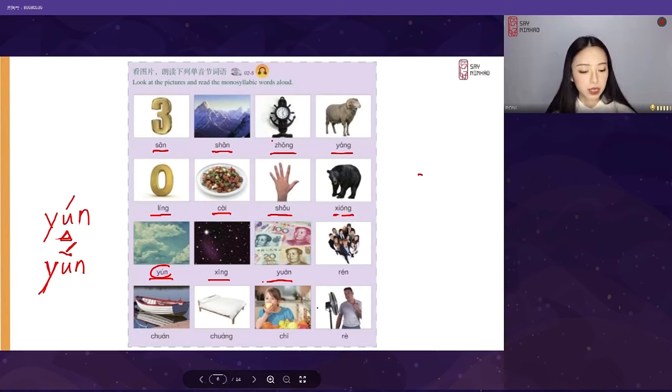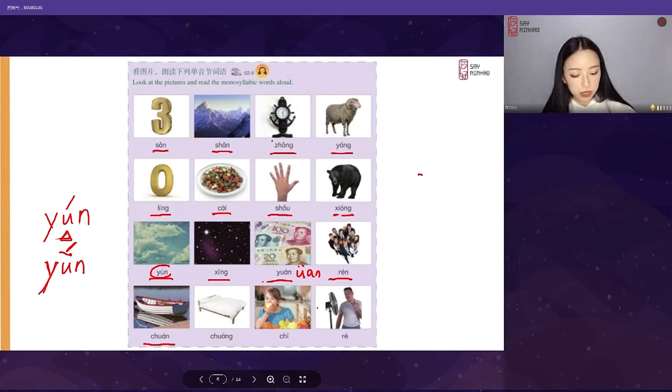So we can see here is yuan. The final is yuan, and the tone is second tone. Put them together: yuan. Next one means people. It is ren. The initial is zhi, and the final is en. The tone is second tone. Put them together: zhi en, ren.